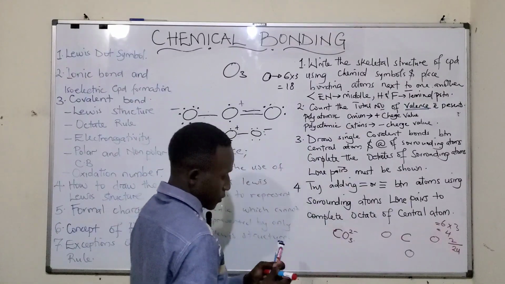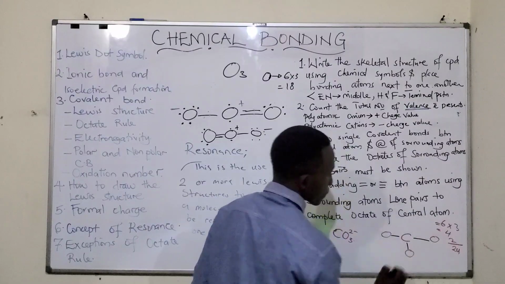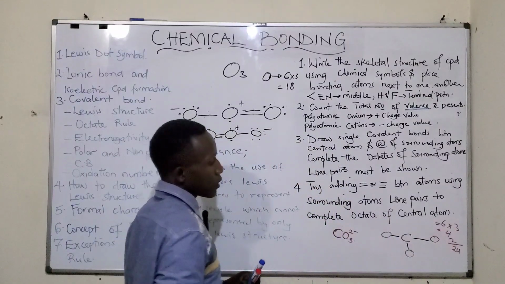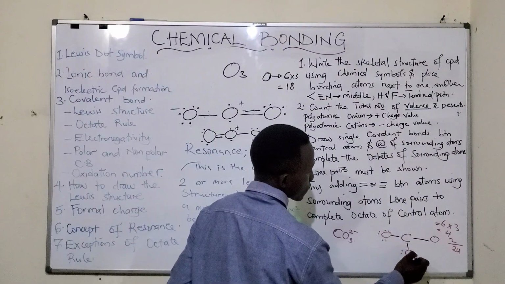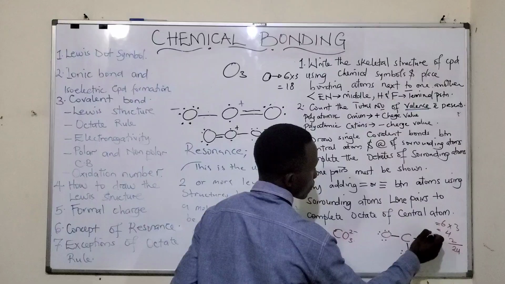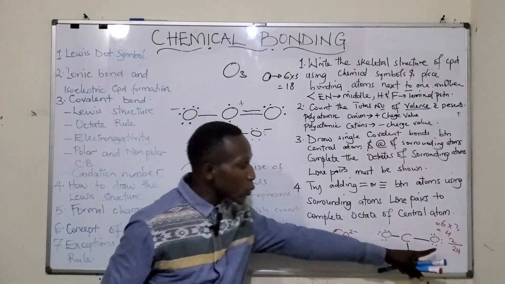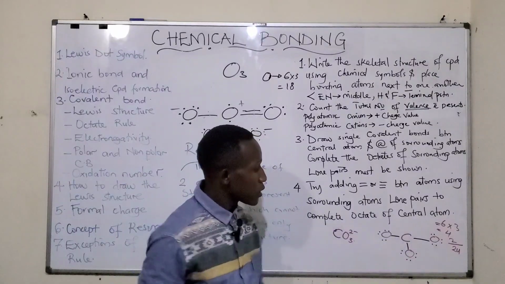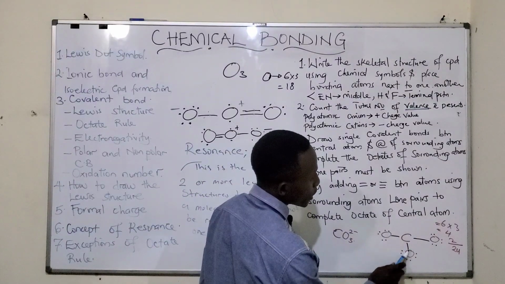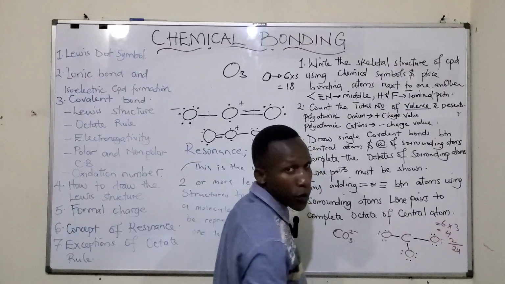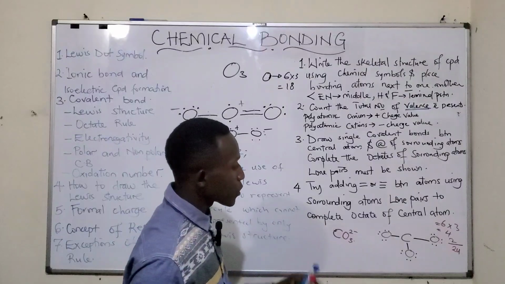Next step, we can put bonds to connect the atoms. Then we complete the octet of the surrounding atoms. Then from here, you can count. Are we having 24 electrons? This one is surrounded by 8. This one is also 8, and this one is 8. 8 times 3 is 24. So it is correct. We're having all the electrons.